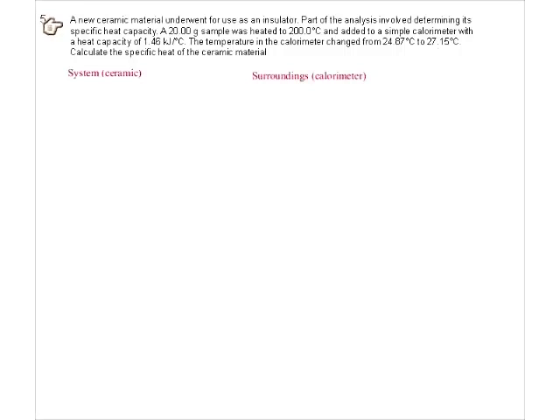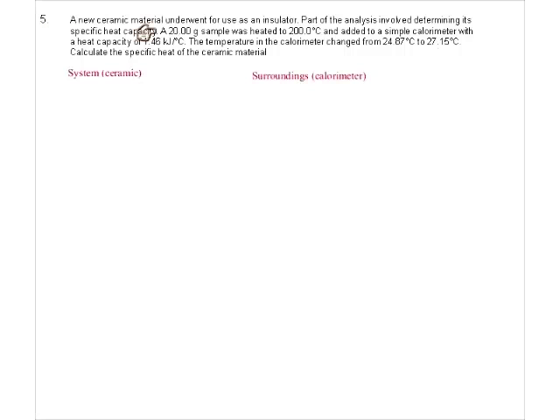It says a new ceramic material underwent testing for use as an insulator. All right, so Newfoundland Light and Power is looking for some kind of new material to put on the tops of their poles as insulators. And they're playing around with some new ceramics. It says part of the analysis, in order to figure out what this compound is and how it's going to behave, is to try and find its specific heat capacity. And we know that if something is going to be an insulator, it doesn't want to absorb a lot of energy. So it's going to have a very, very, very low specific heat capacity. And if it does, then it's going to be suitable as an insulator on the top of a light and power pole.